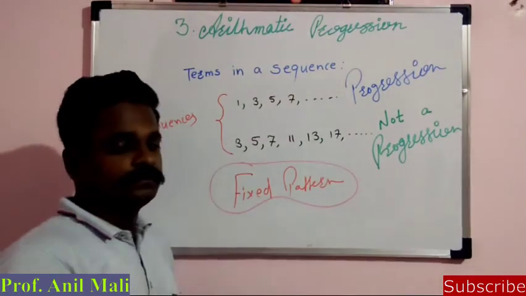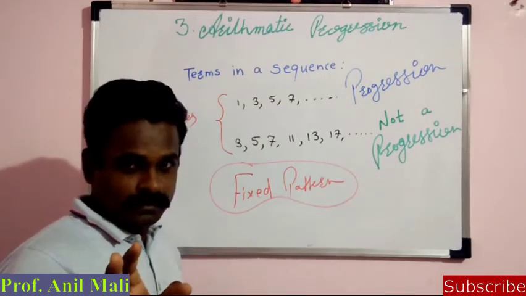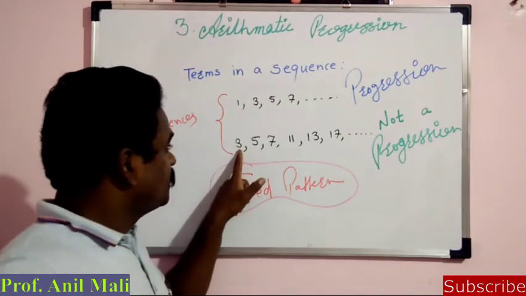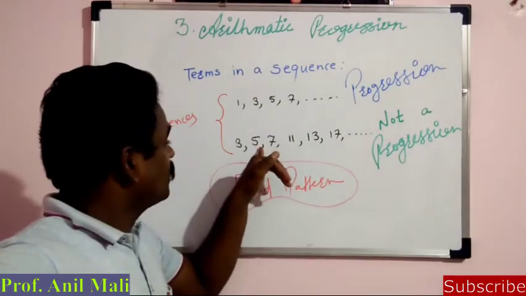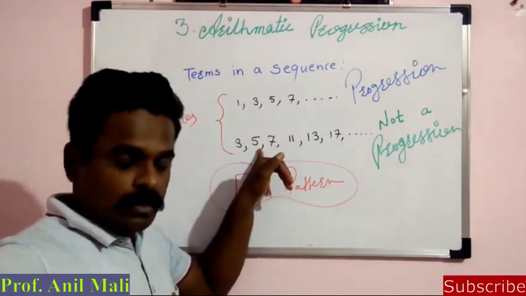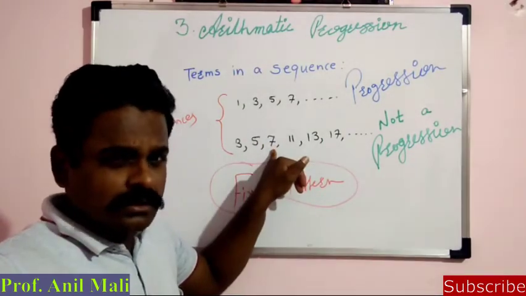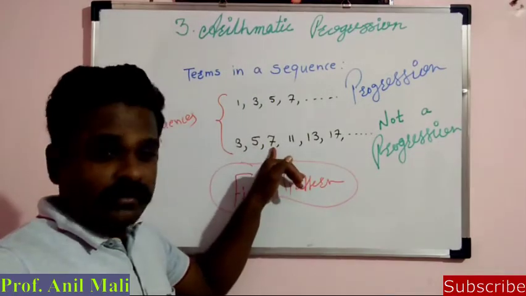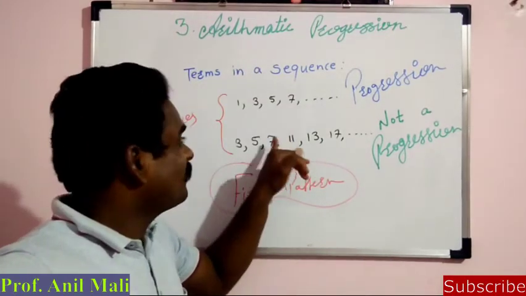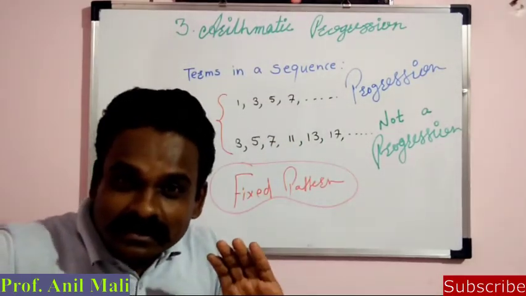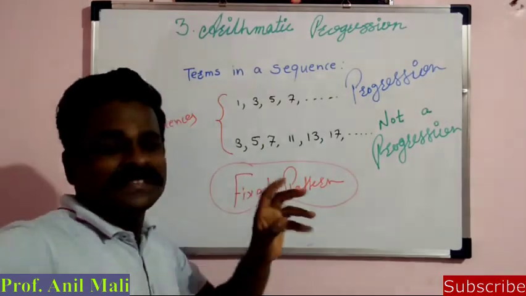But here there is no fixed pattern. See, 3 is my first term. If we take the second term, it's 5, means 3 plus 2 is 5. Okay, fine. Third term is 7, 5 plus 2 is 7. But see the fourth term, it's 11, and 7 plus 2 is not 11. So there is no fixed pattern of addition.